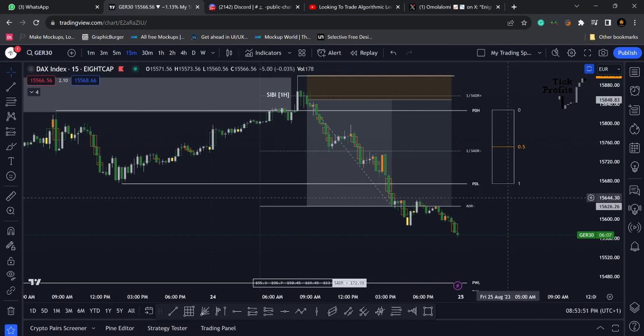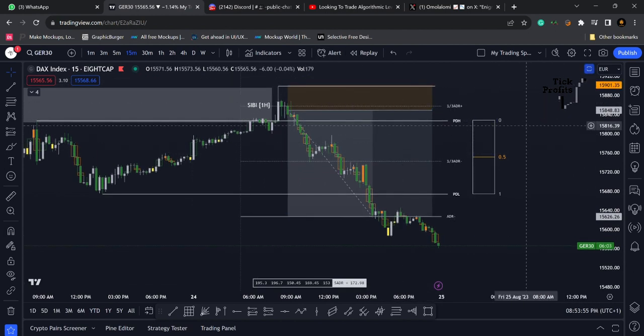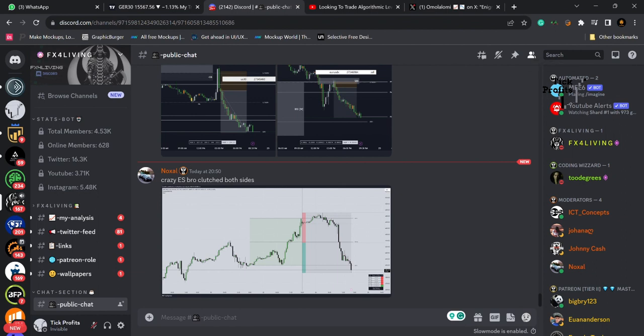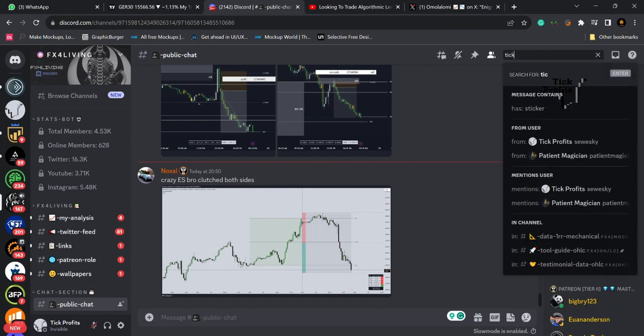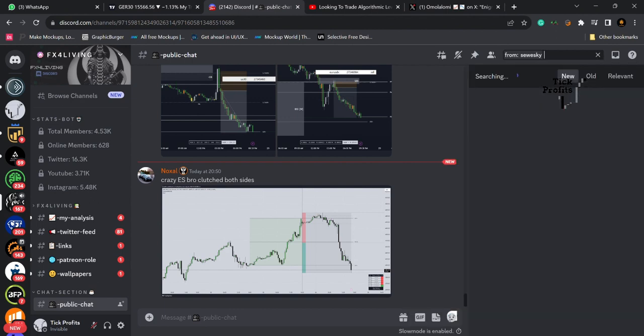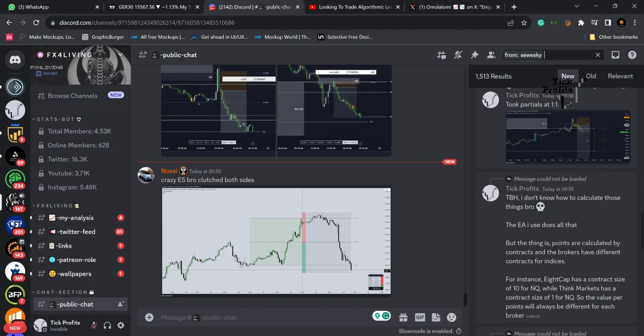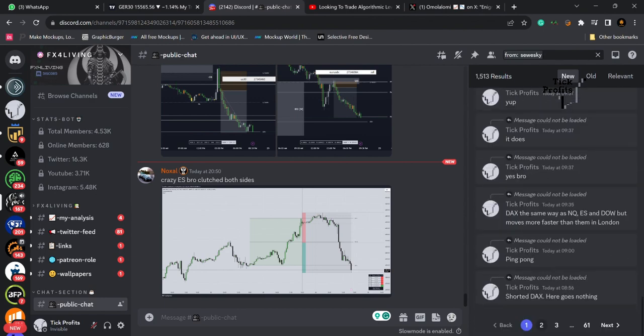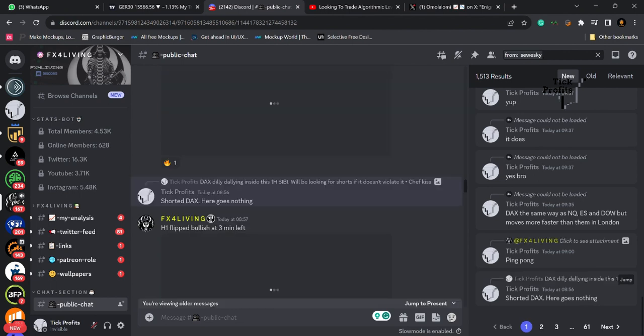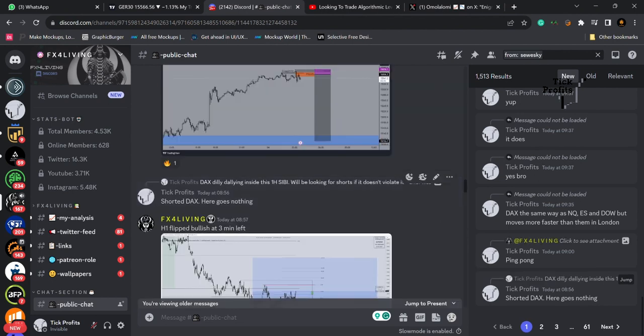Today, we are going to be breaking down the DAX short we took today during the London session. I'm going to be showing you how we came across this in the group, the FX for Livings Discord. I called the trade out for his Discord members.